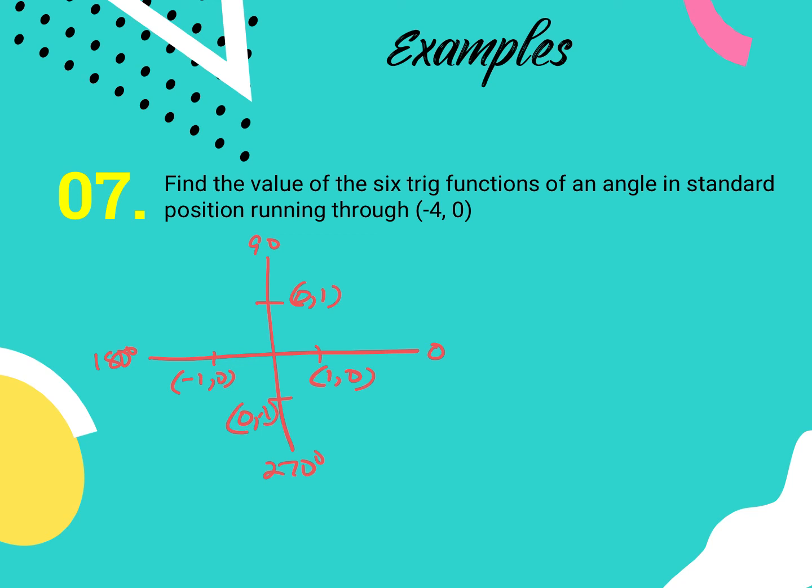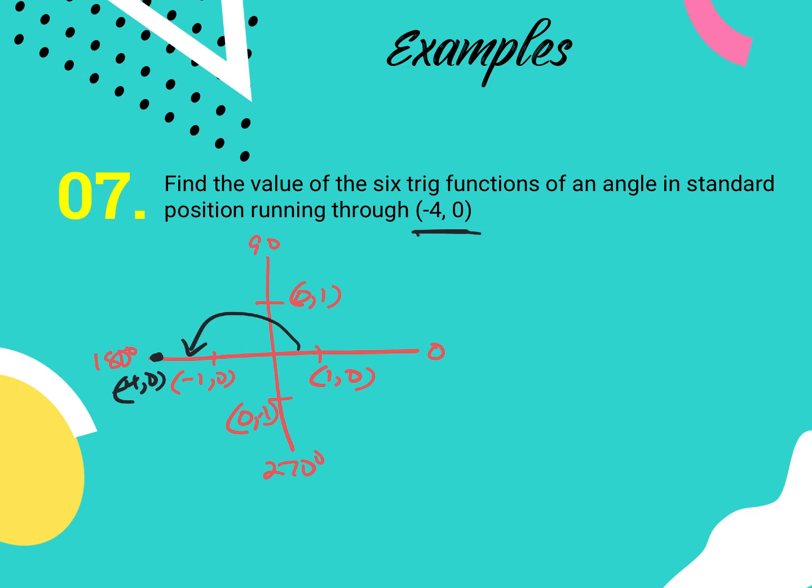Now, I'm going to show you why I'm writing down these first ordered pairs. Anytime they give you an ordered pair that's on either the x or the y axis, you can just use these ordered pairs instead of the one that was given to you. Because if you use the one that's given to you, it's still going to simplify down to the same answer. So notice this ordered pair that's given to me, -4, 0, it's over here. It's still a 180-degree angle, no matter where the ordered pair is located.